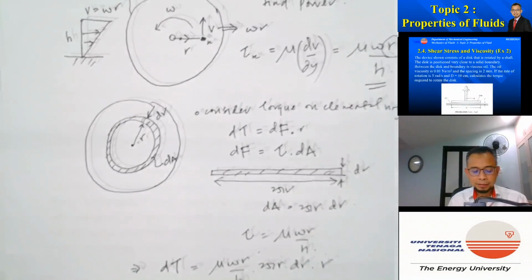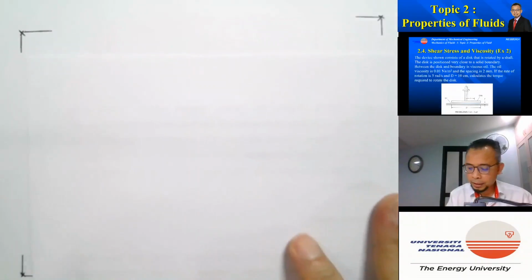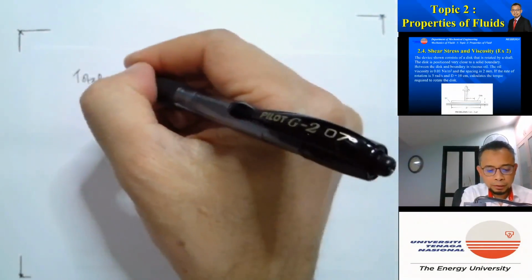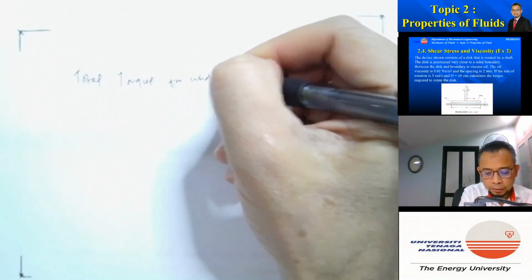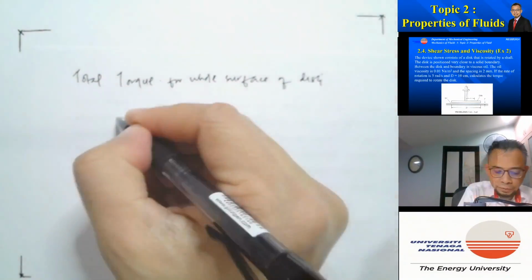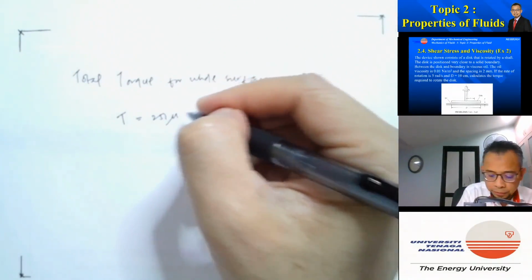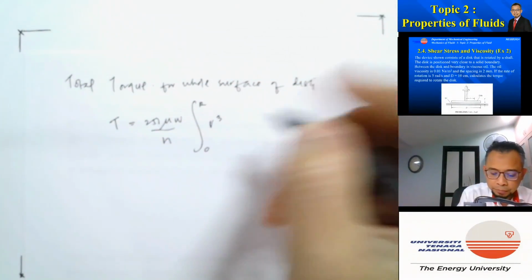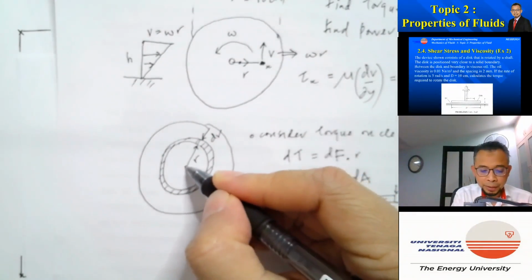So our next task is to calculate the torque for the whole of this. So from there we can obtain the total torque for the whole surface of this, we need to integrate them, right? So it will be equal to 2 pi mu omega over h, integral from 0 to r of r cubed dr. Okay, so we need to integrate from r equal to 0.